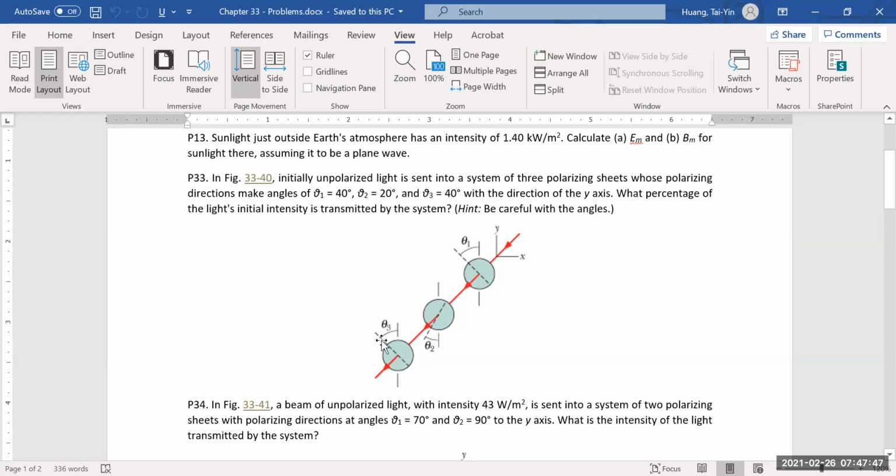So we have this diagram. We have 3 polarizers arranged in this way. Initially, unpolarized light is sent into the system. Our 3 polarizing sheets have polarizing directions theta 1 is 40, theta 2 is 20, and theta 3 is 40 degrees, with the directions of the y-axis. What percentage of the light's initial intensity is transmitted by the system?